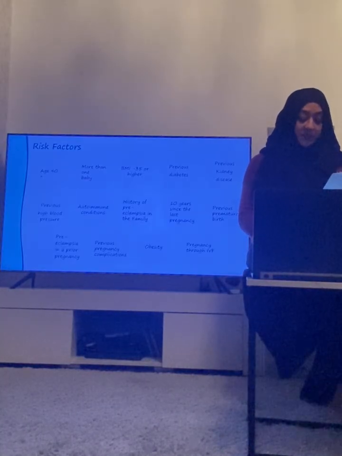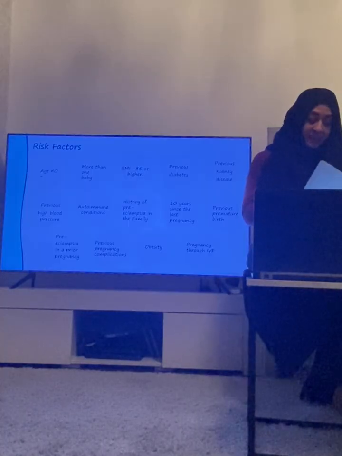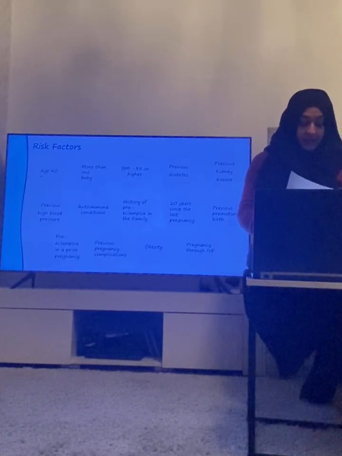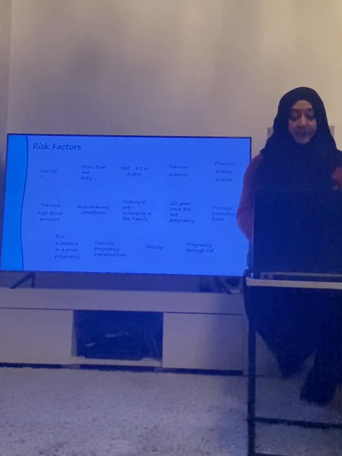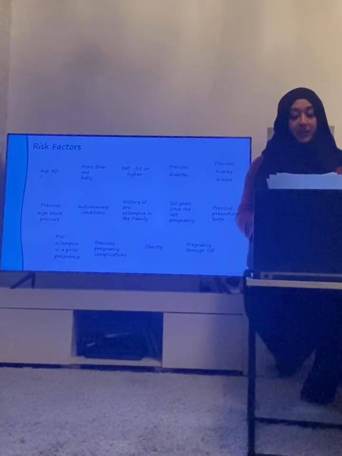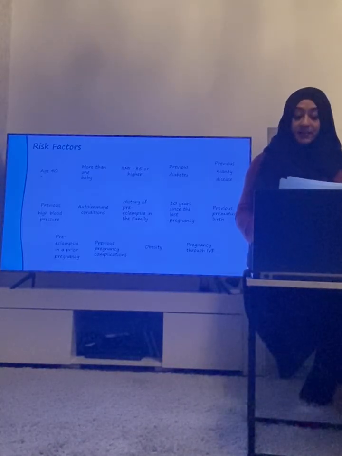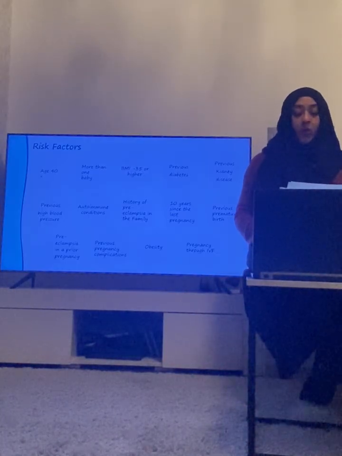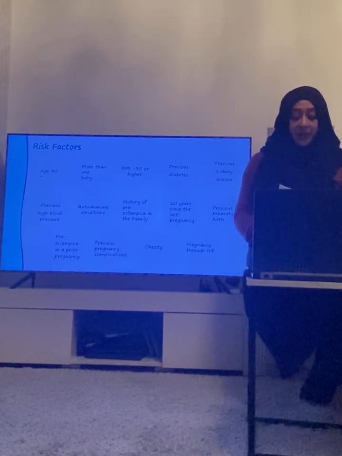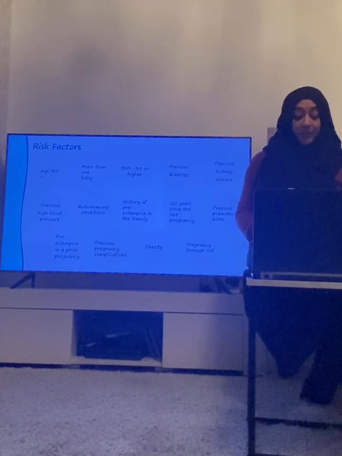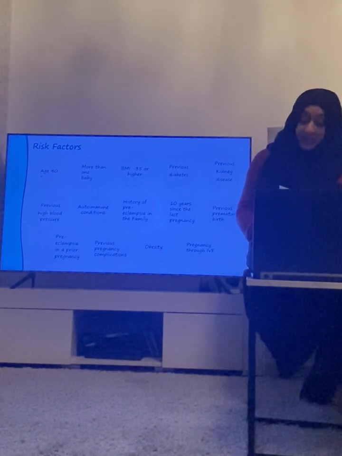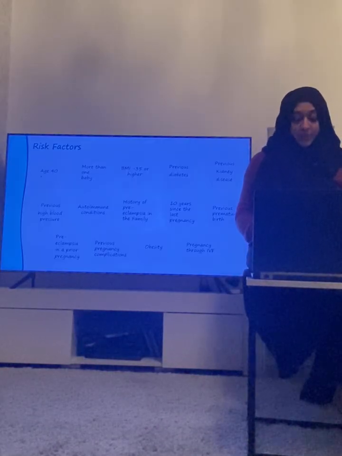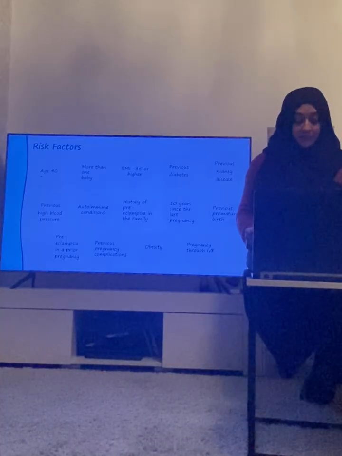Some factors increase the risk of preeclampsia occurring. A person is more at risk if they are aged 40 years old or above, have a pregnancy with more than one baby, a BMI score of 35 or higher, a diagnosis of diabetes, kidney disease or high blood pressure prior to pregnancy, autoimmune conditions, a history of preeclampsia in the family, a gap of more than 10 years since the last pregnancy, previous premature birth, a history of preeclampsia in a prior pregnancy, previous pregnancy complications, obesity, and a pregnancy achieved through IVF.